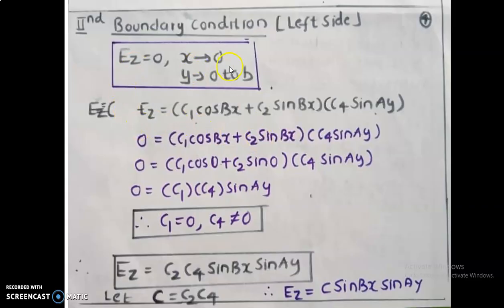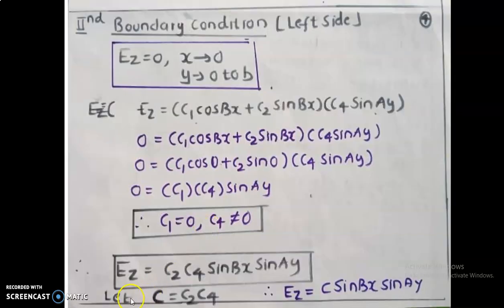Yes, here I can substitute x as 0. Once you substitute the 0, then cos 0 is 1, sin 0 is 0. So the remaining constants are C1 and C4. Now this part definitely won't become 0 because of its variable value. Now definitely we have to substitute C1 as 0. So once C1 is 0, the remaining part is C4 into C2 into sin Bx and Ay.